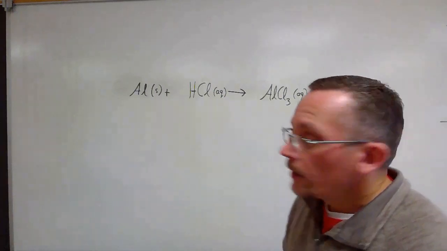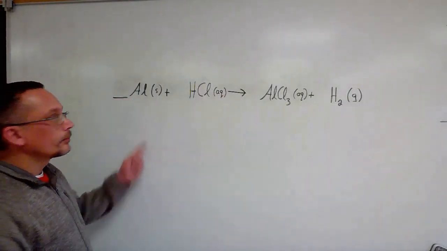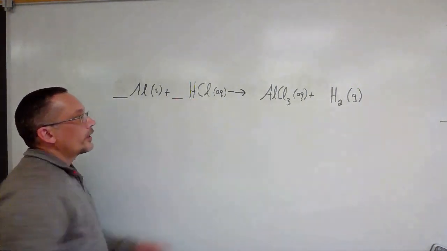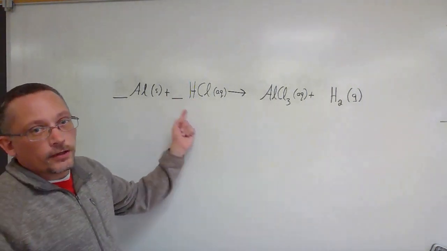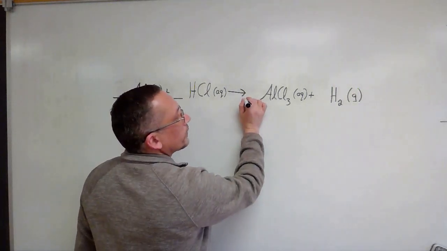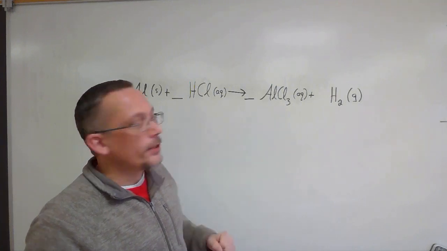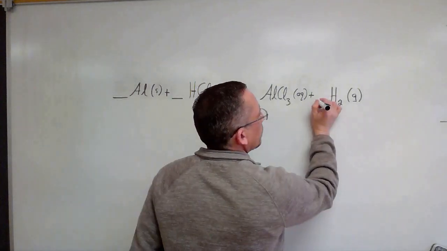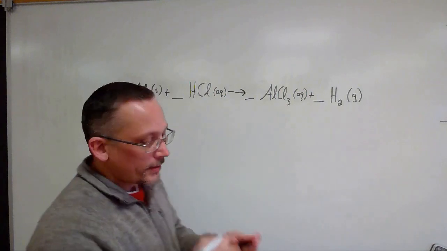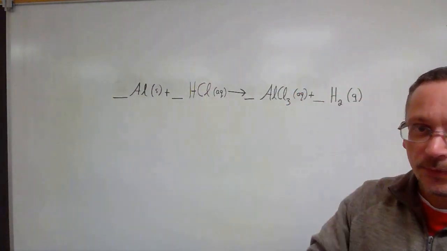Let's look at another one here. Okay, this one says I have solid aluminum. All right, so the aqueous HCl, this is called hydrochloric acid, to form aqueous aluminum chloride, AlCl3, and hydrogen gas, H2. So let's take a look at this one and let's balance this one, okay?